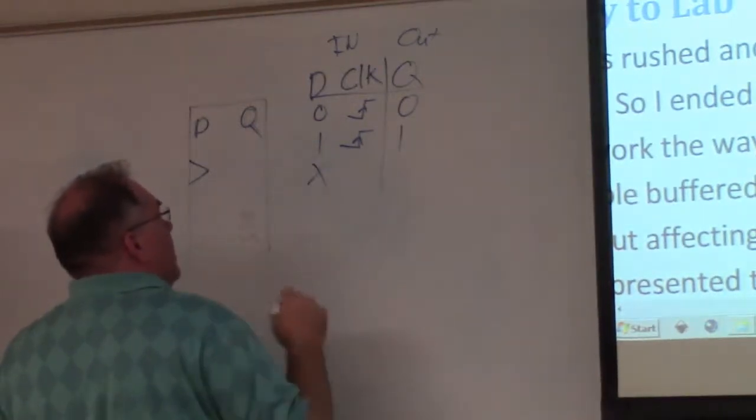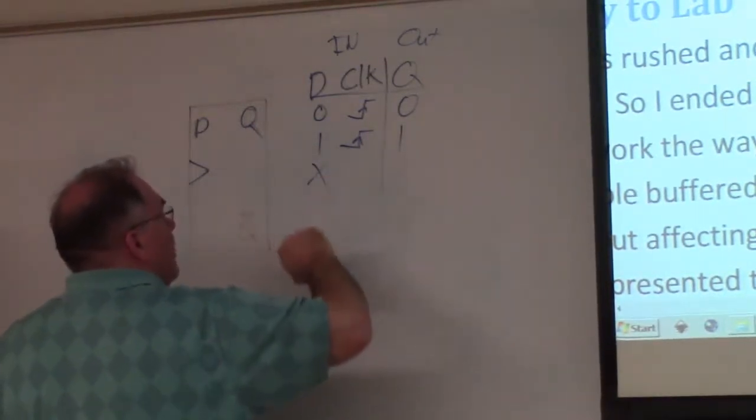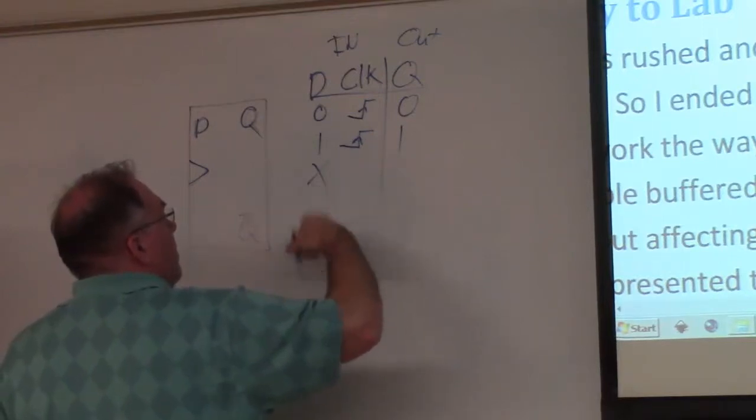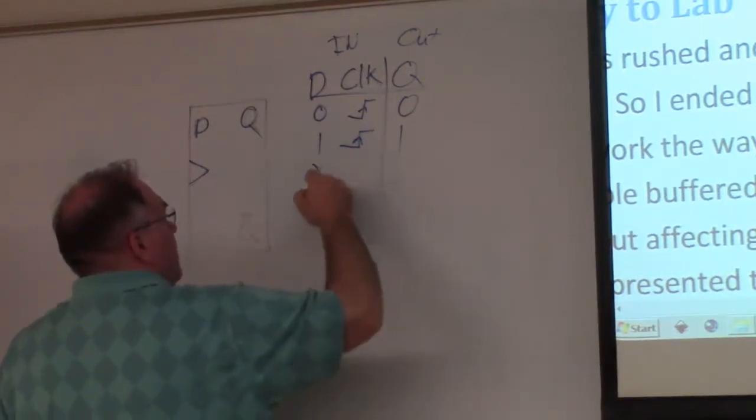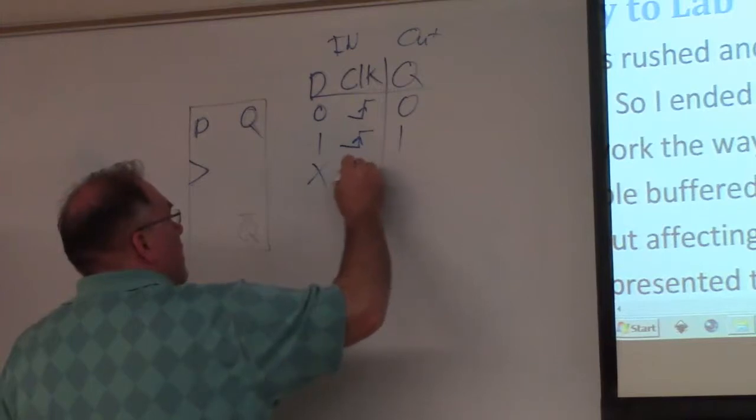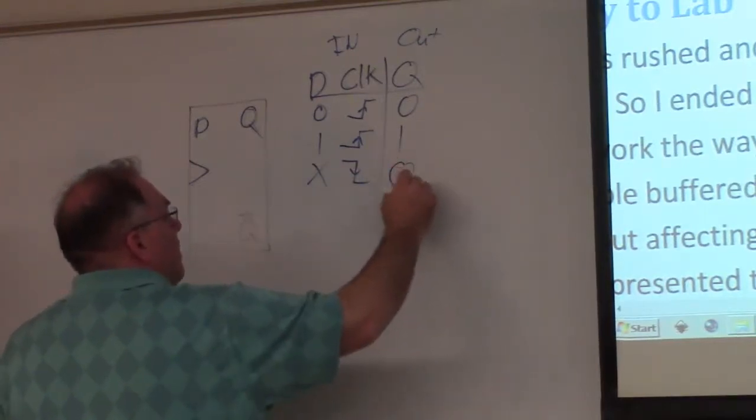And in any other condition, it doesn't matter what D is. If the clock is not rising, if it's level or falling, we'll just draw falling. Q stays Q. It's the same. It doesn't change. Right? No change.